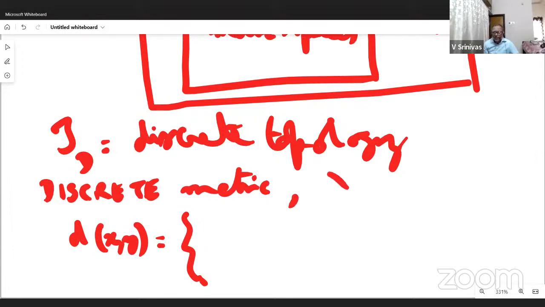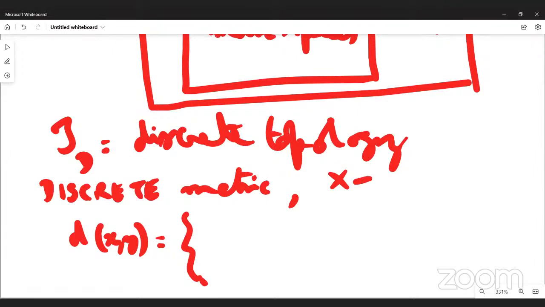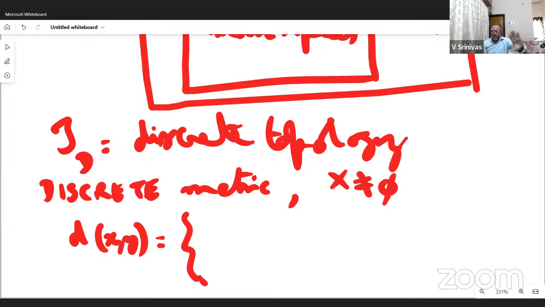If you have any non-empty set, on any non-empty set, you can always define a metric. If you are given a general non-empty set, without knowing the structure of the set capital X, you can define a metric. You don't need to know what is inside capital X. If you simply know that it is non-empty, you can define a metric on that. That is called discrete metric. It is defined like this.